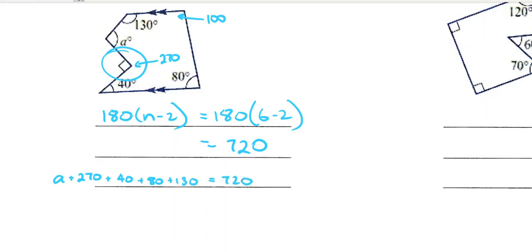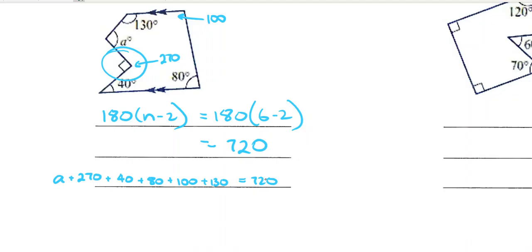Equals 720. So I should have 1, 2, 3, 4, 5. No, I've missed another one. I should have 6 angles. What have I missed? Oh, I missed the 100. I said it and I didn't write it. So I needed the 80, 100, then the 130. So that was a good little check I did. I counted these up to make sure I had all 6 angles and I was missing one.